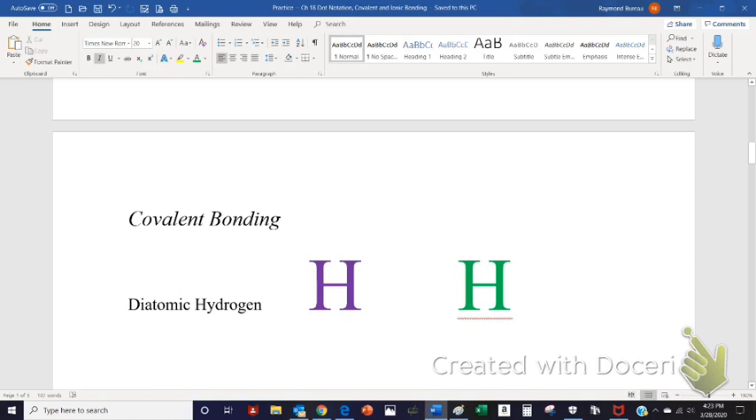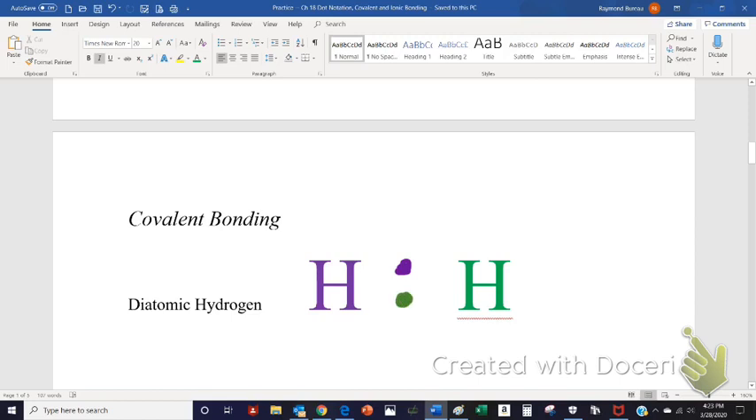So let's do this. I'll take my one valence electron and I'll stick it in the middle, and now we can both use it. And then the green hydrogen atom says, you know what, that's a pretty good idea. So I'll take my one electron, put it in the middle, and we can both use it.